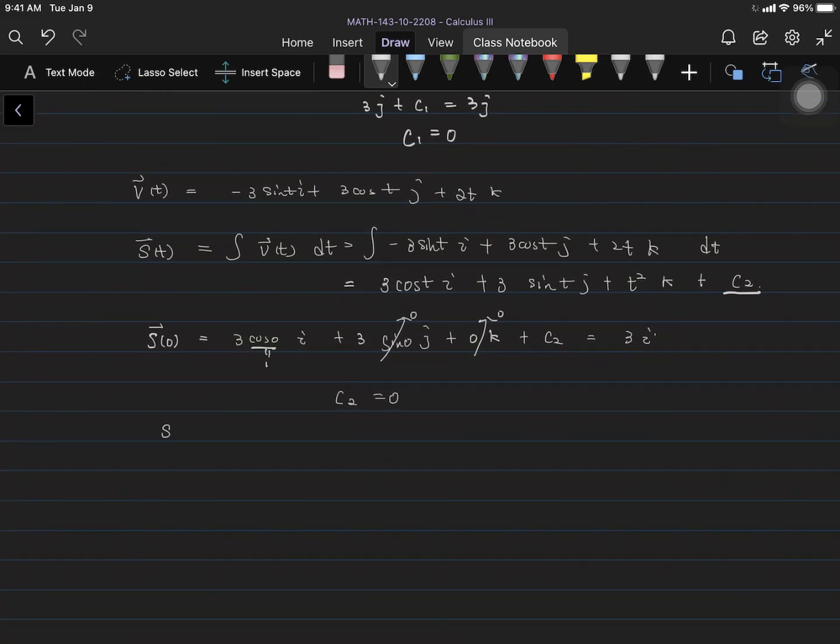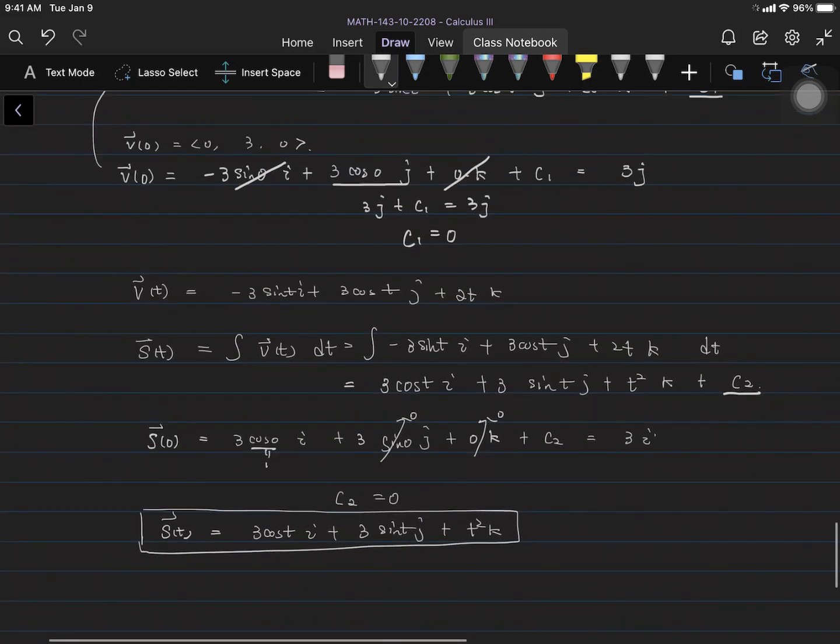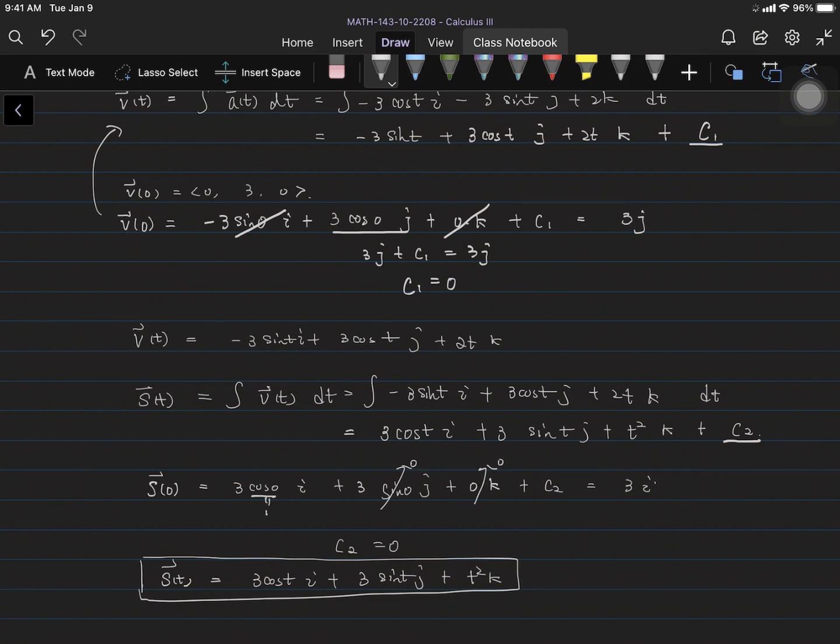So my s(t), just write down the final solution, is 3 cosine t i, 3 sine t j plus t squared k, and c2 is 0. So the final answer is this one. This is called the initial value problem. Here we integrated twice, and by using the initial conditions s(0) and v(0), we find c1 and c2, and then we just write down our final solution.